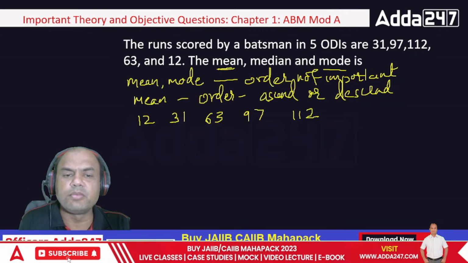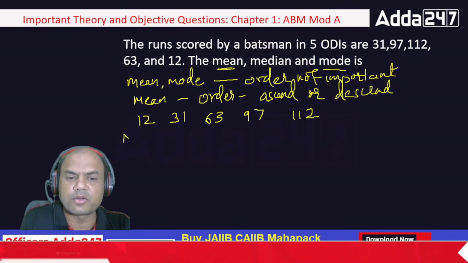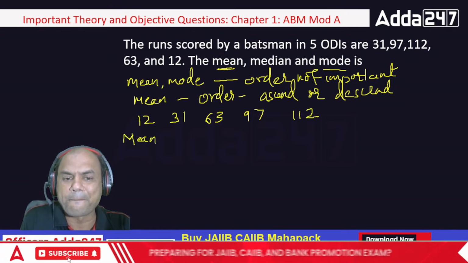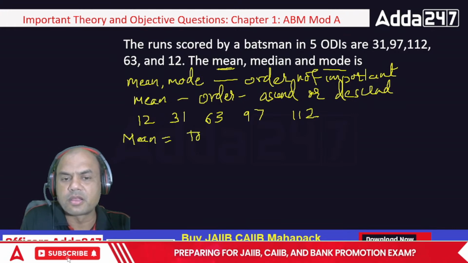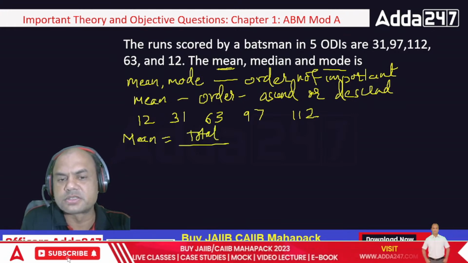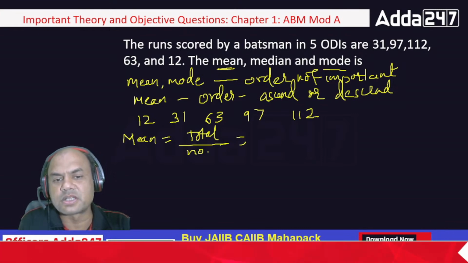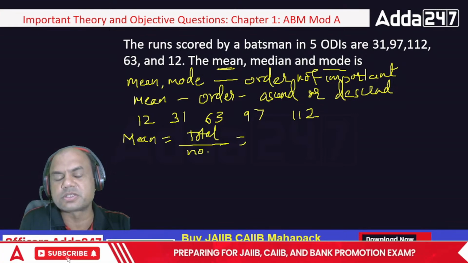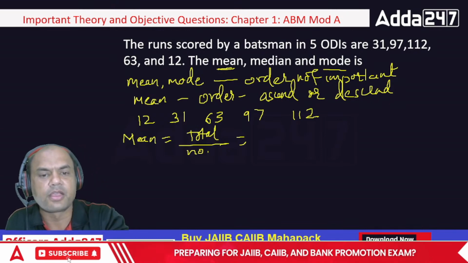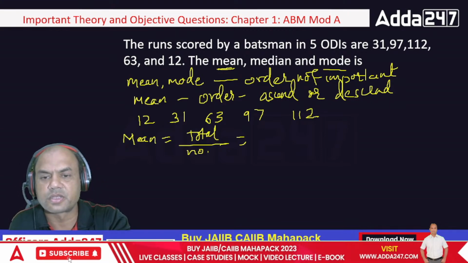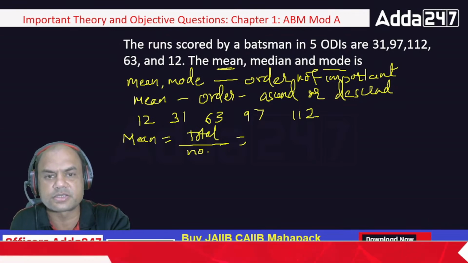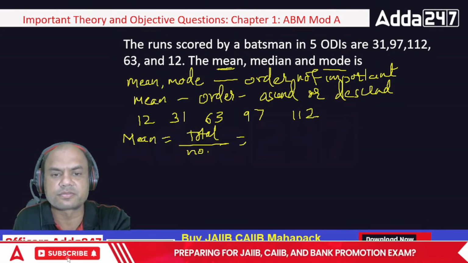What is the mean? Mean is simple. Mean means add all these, total upon number of elements. So what is the total? 12 plus 31 plus 63 plus 97 plus 112. Everyone try it yourself. Even I'll try it. Give me the answer in the comment section. Do it fast.